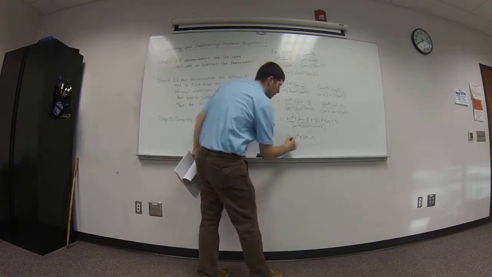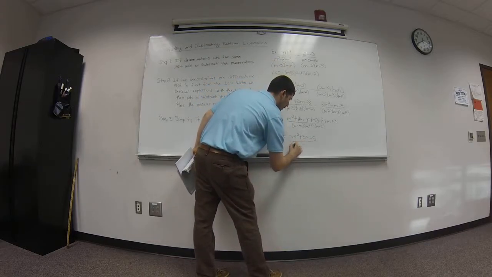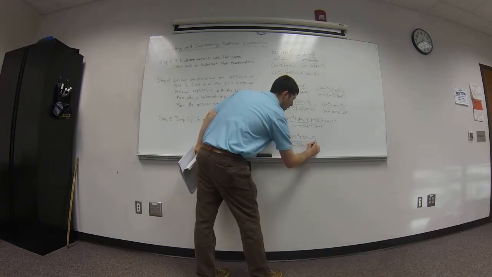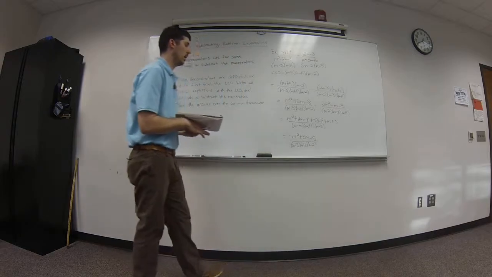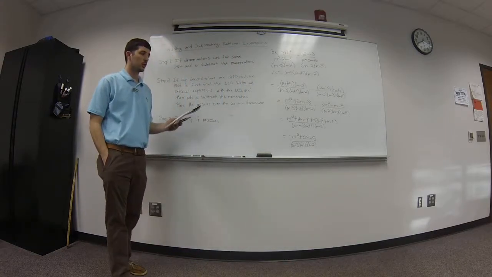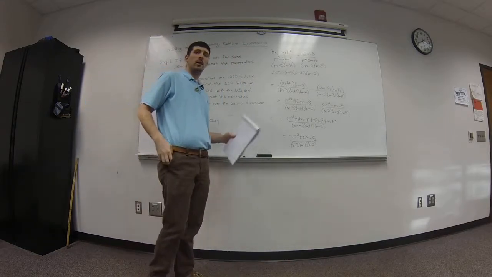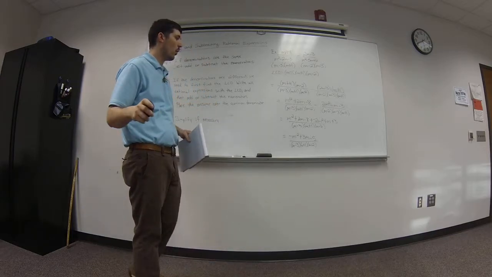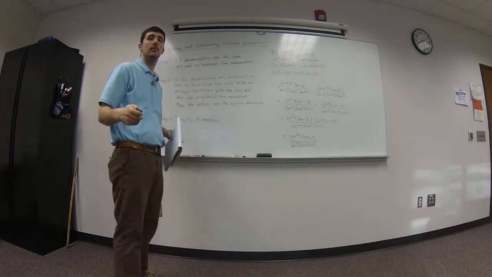Remember, write your answer over your common denominator: m minus 3 times m plus 1 times m minus 2. And there we go, we're finished. You can try to factor that, but that will not factor. So that's the simplified form for our answer.